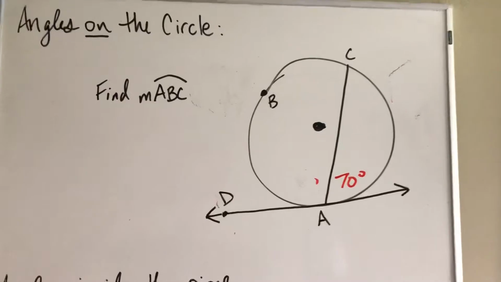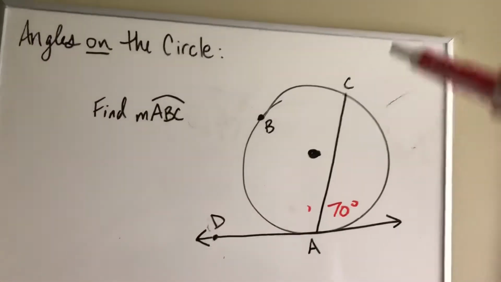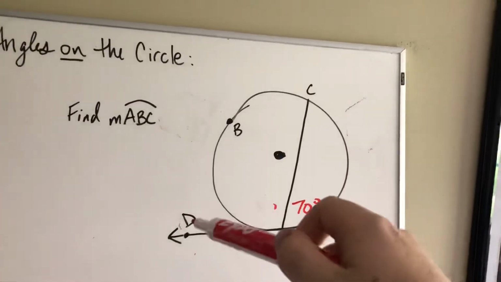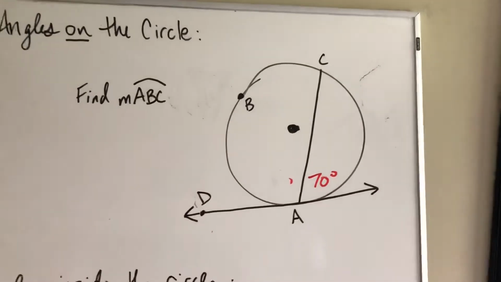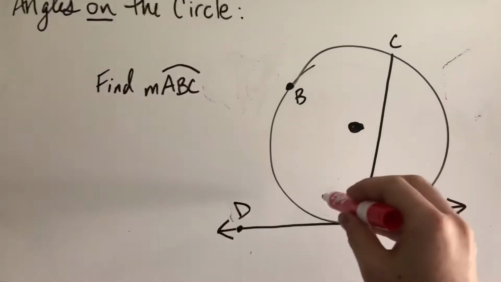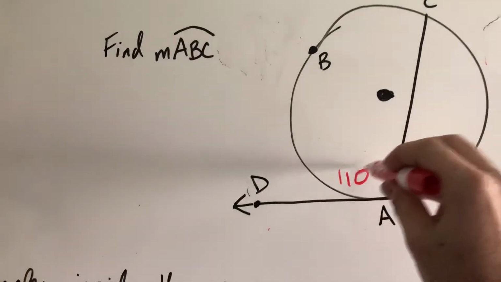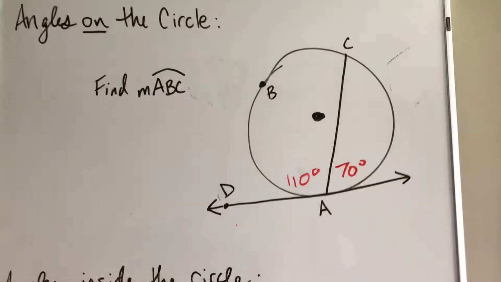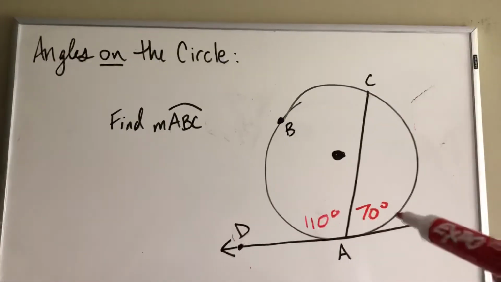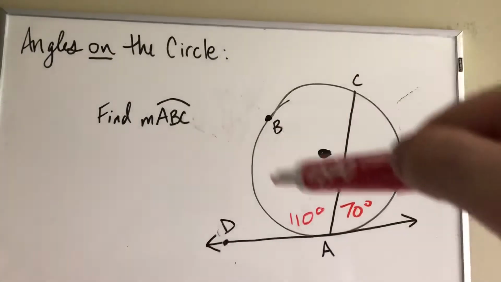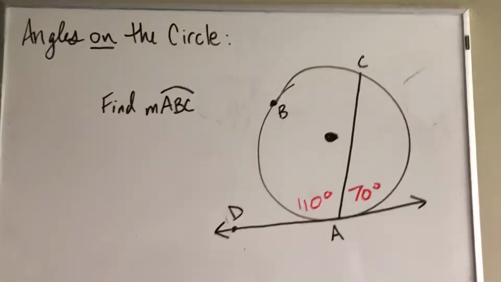So right off the bat, I'm looking at this chord and this tangent, and they intersect to form what looks like a linear pair. We know that has to add up to 180 degrees, so I can pretty confidently label this angle as 110 degrees right here. Now we're asked to find the major arc. Let's relate these two angles to the possible measure of the arcs remaining in the circle.